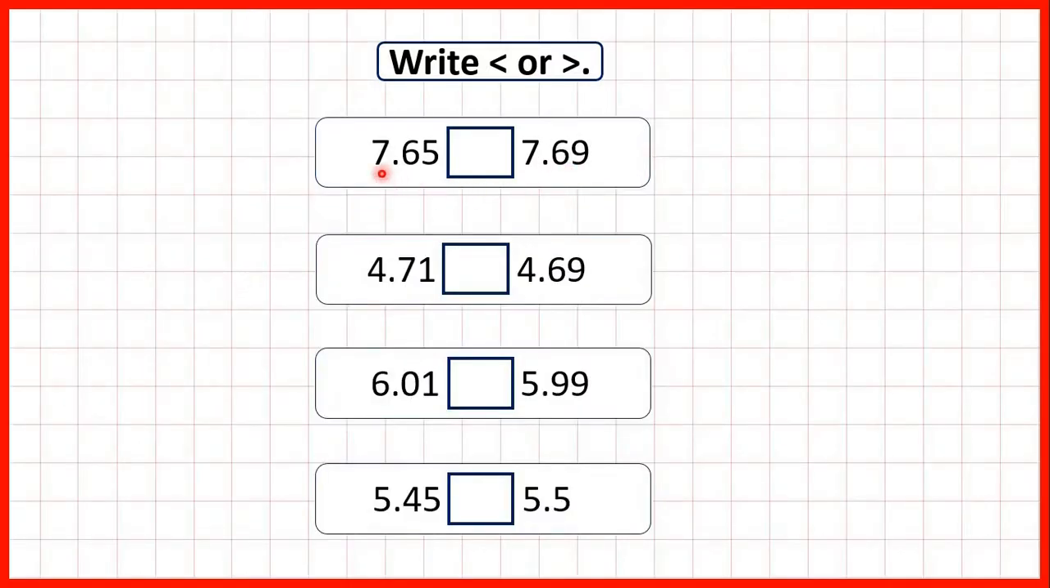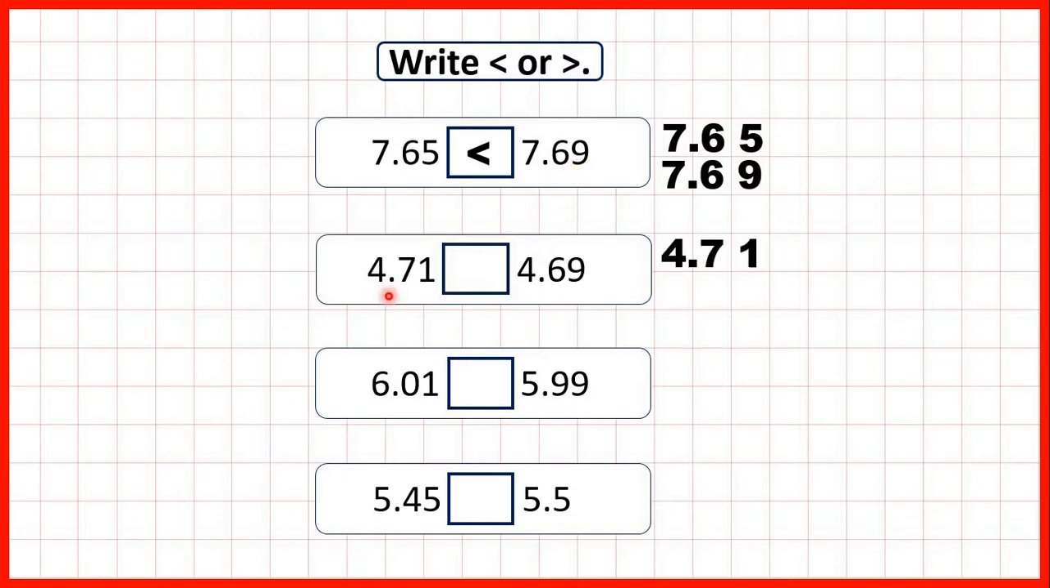Now we have 7.65 and 7.69. If we write the numbers out, one below the other, with the decimal points lined up, we can see that both have 7 ones, both have 6/10ths, but then when we look at the hundredths, we can see that this number with 9/100ths must be larger, so that's 7.69.